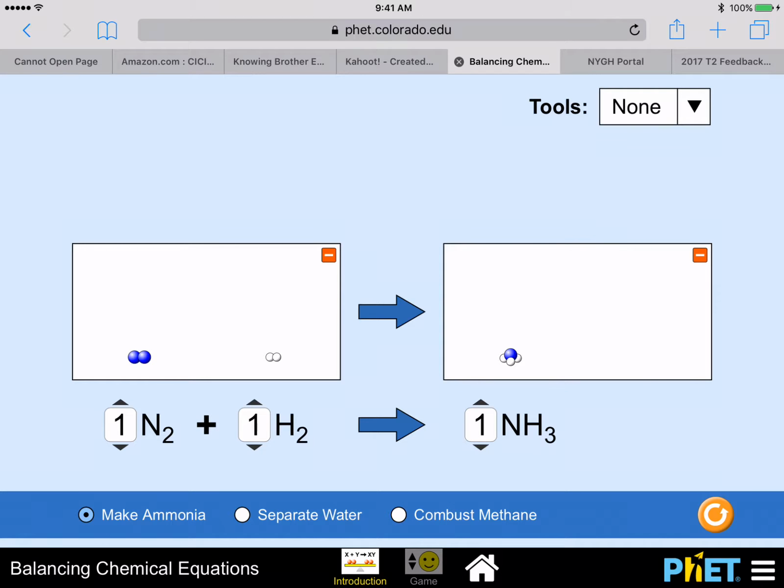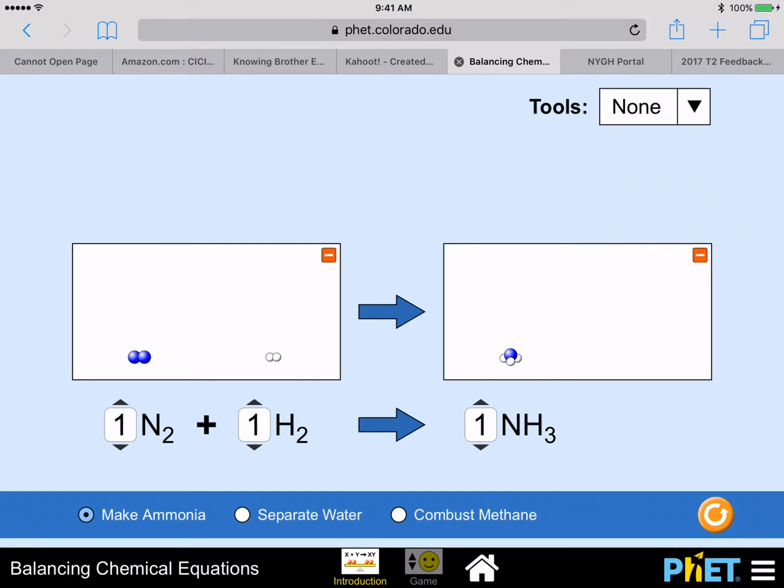Okay, now let's calculate the number of nitrogen atoms on the left hand side. On the left hand side, I have 2 of the blue balls, 2 nitrogen atoms. On the right hand side, I only have 1 of the blue ball, which is nitrogen. So there's 2 nitrogen on the left, but only 1 nitrogen on the right. On the left hand side, I have 2 hydrogen atoms, but on the right hand side, I will have 3. So as you can see very clearly, the number of nitrogen and hydrogen both do not balance on either side.